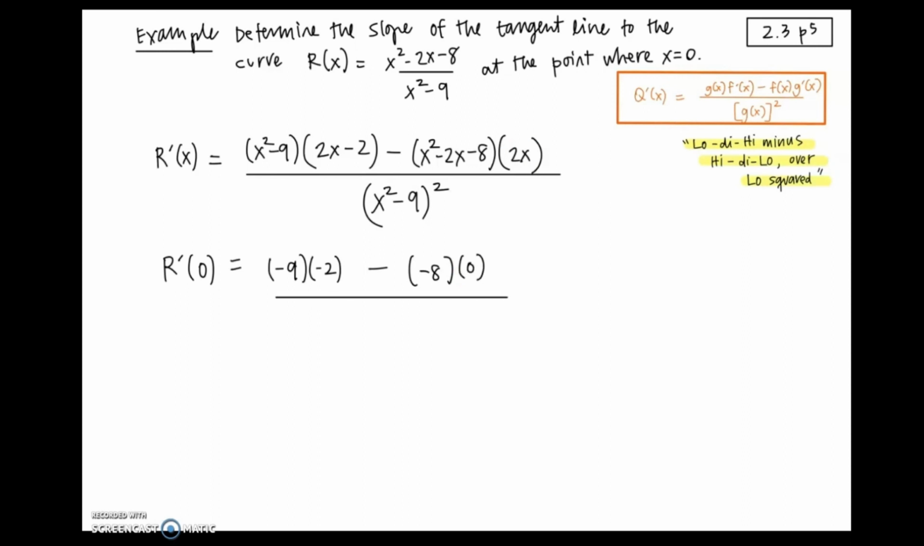And then over 0 minus 9, squared. And that'll just be minus 9 squared. And so we've got 18 minus, this will be 0. So 18 over negative 9 squared, which is 81. And so this is 2/9.